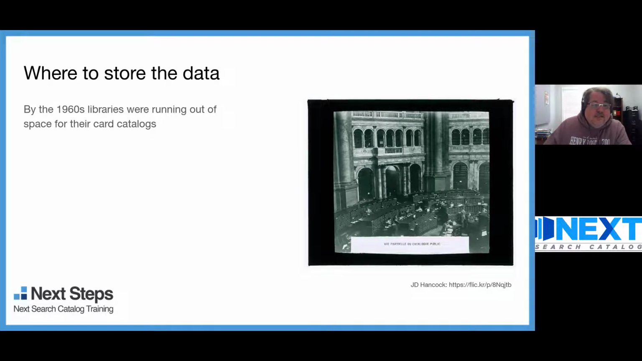By the 1960s, libraries were running out of space for card catalogs. When I started at the University of Idaho in 1985, the card catalog took up approximately 700 square feet on the first floor of the library. As a reference point, the first house that I rented with two roommates was only 510 square feet. So the card catalog at the University of Idaho Library was bigger than the house that I lived in when I was attending school there.